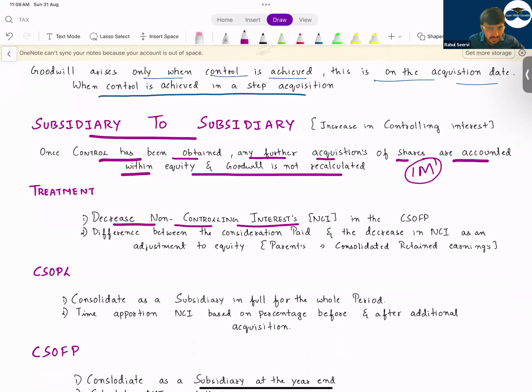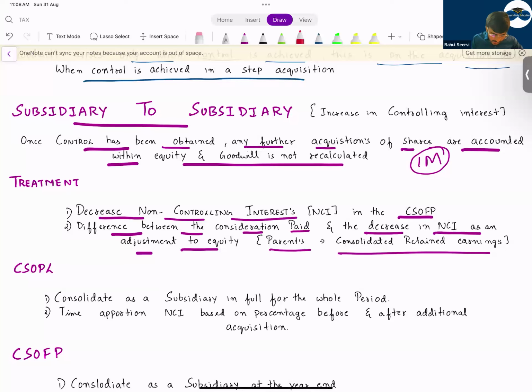Decrease non-controlling interest in the consolidated financial statement because the non-controlling interest is decreasing, controlling interest is increasing. So difference between the consideration paid and the decrease in NCI is an adjustment to equity, that is parent's consolidated retained earnings. You will adjust in parent's consolidated retained earnings. Understand that. Then in SOPL, what we do, sir? Consolidate the subsidiary in full. For the full year, you will do consolidation, no such issue. But can I say the issue will come when? The issue will come when you are allocating the profit to parent and NCI. In that case, issue will come.